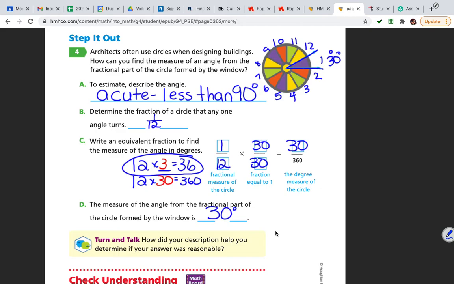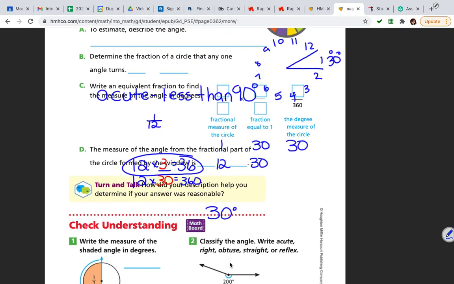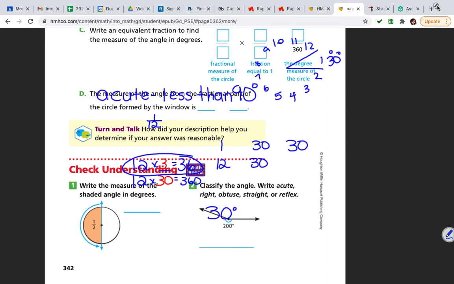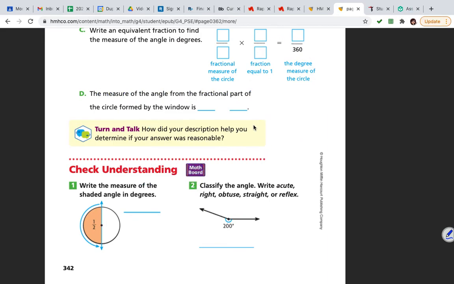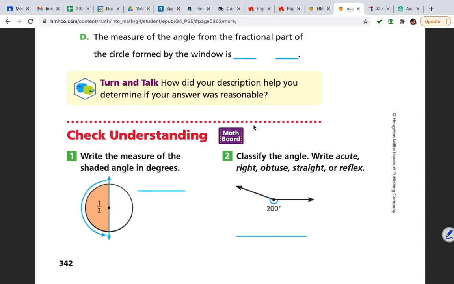All right, at the bottom of the page for check understanding on page 342, I want you to do number 1 and 2 on your own. Pause the video, complete 1 and 2, and then we'll go over it.